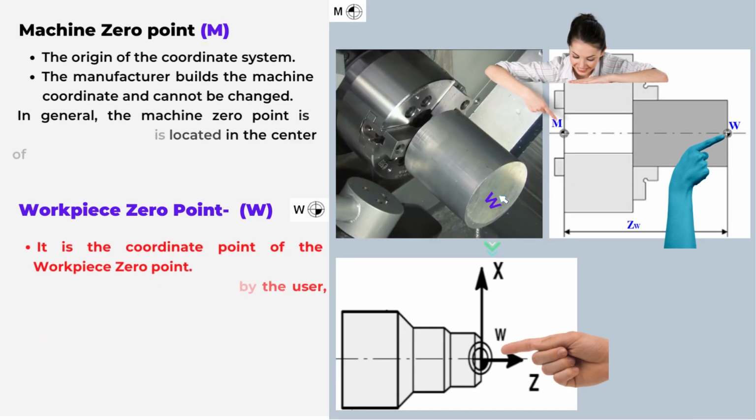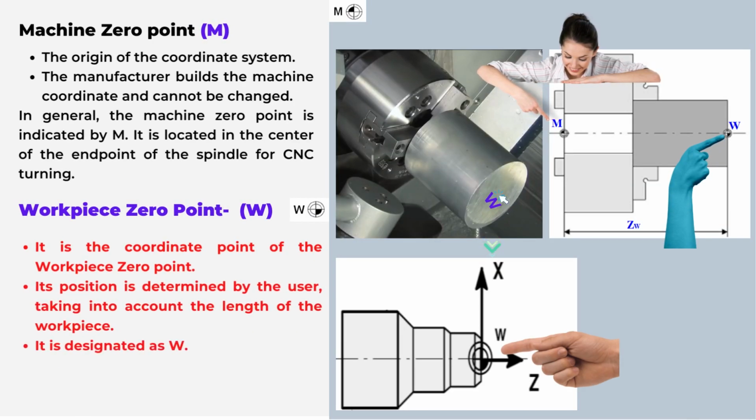Machine 0 point, known as M. The feed axes in longitudinal and transverse directions build the machine coordinate system. The machine 0 point is given by the manufacturer and normally lies on the spindle axis at the back side of the chuck.